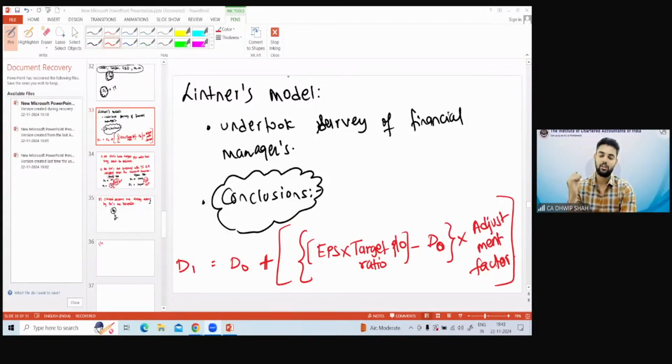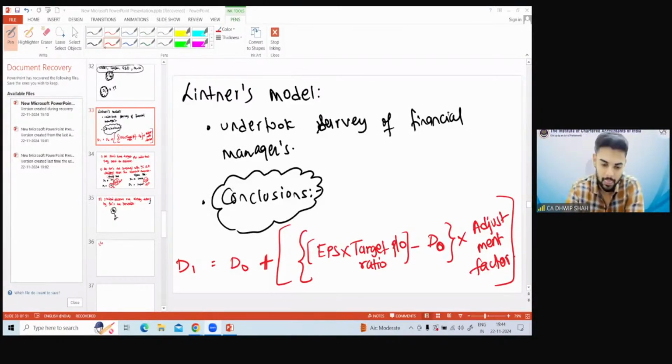You just need to remember the conclusion given by Lintner. The conclusions are all financial managers have their preset target payout ratio that they want to achieve or that they wish to achieve. Then they compare that dividend amount as per target payout ratio with the last year's dividend, which is D0. Correct? And how much willingness they are showing to accept this change is the adjustment factor.